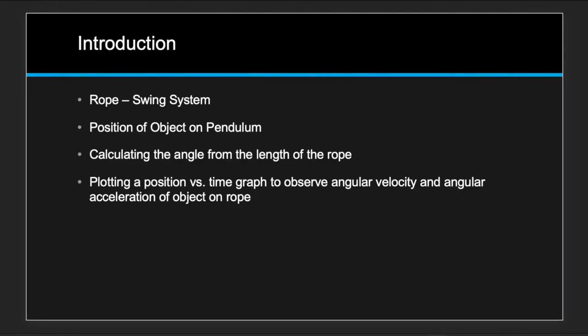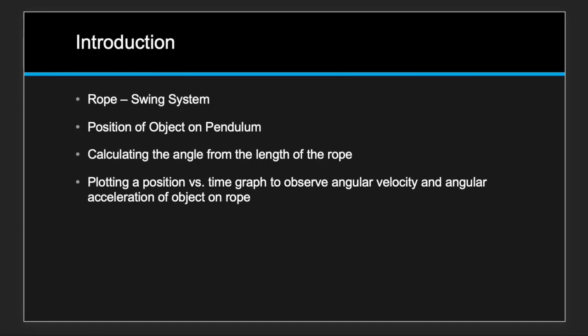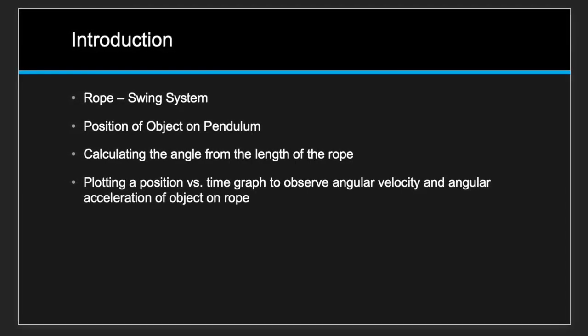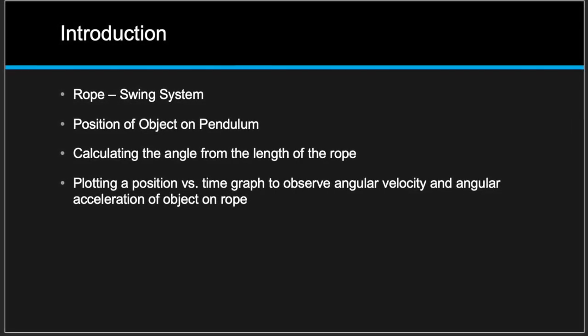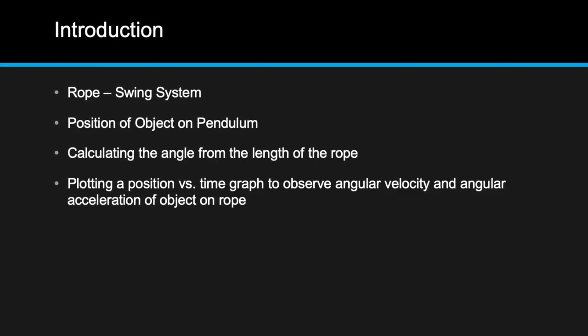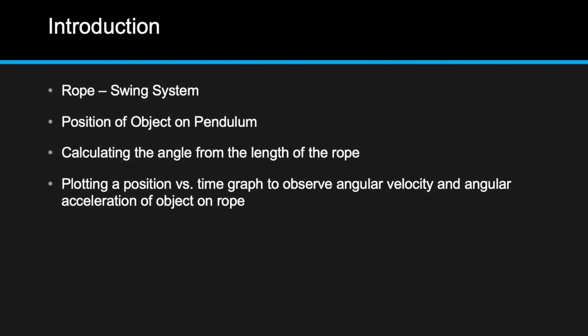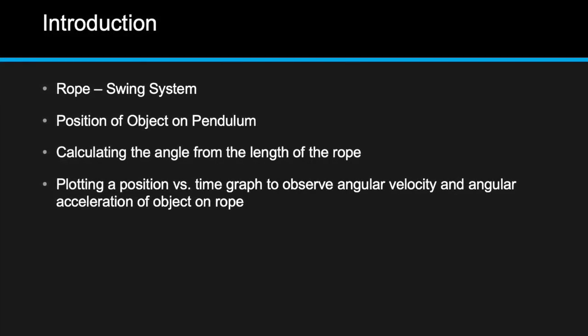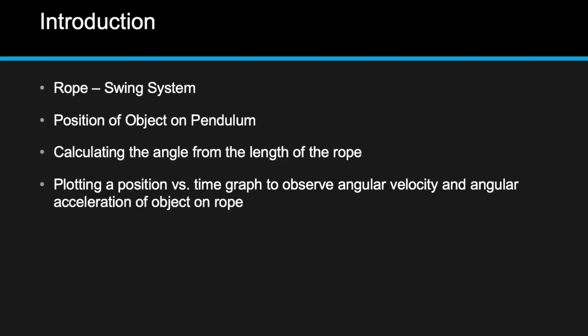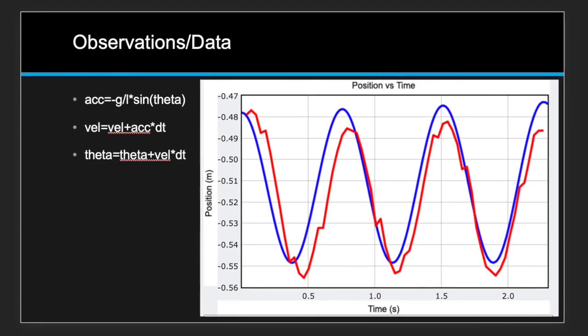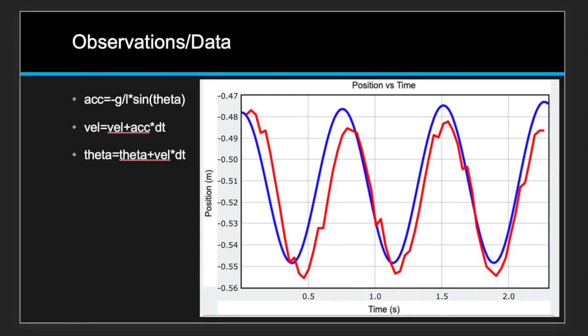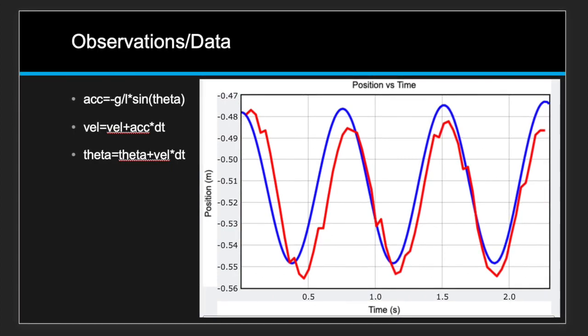So I did my lab on a pendulum system, where there was an object on the pendulum swinging back and forth. My lab was to find the position of this object as it changed and constantly calculate the angle from the length of the rope. Therefore, I plotted a position versus time graph to observe the angular velocity and the angular acceleration of the object on the string. I solved for the angular acceleration, the angular velocity, and theta as it changed while the object on the pendulum was moving a total of two cycles, because that's how long I used my tracker video for, because I could get enough of the data from just 2 complete cycles.